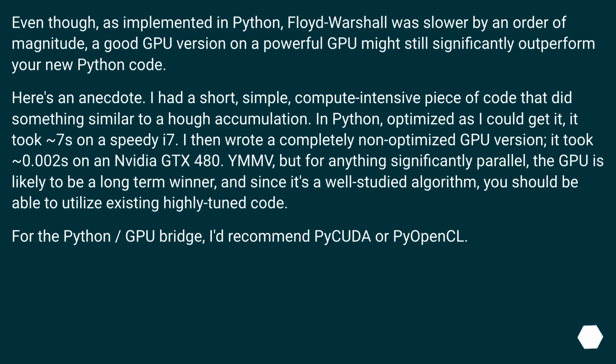Here's an anecdote. I had a short, simple, compute-intensive piece of code that did something similar to a histogram accumulation. In Python, optimized as well as I could get it, it took 7s on a speedy i7. I then wrote a completely non-optimized GPU version. It took 0.002s on an NVIDIA GTX 480. YMMV, but for anything significantly parallel, the GPU is likely to be a long-term winner. And since it's a well-studied algorithm, you should be able to utilize existing highly tuned code. For the Python GPU bridge, I'd recommend PyCUDA or PyOpenCL.